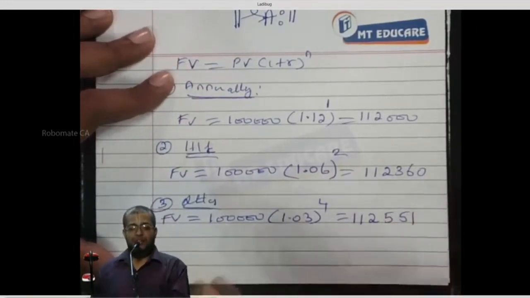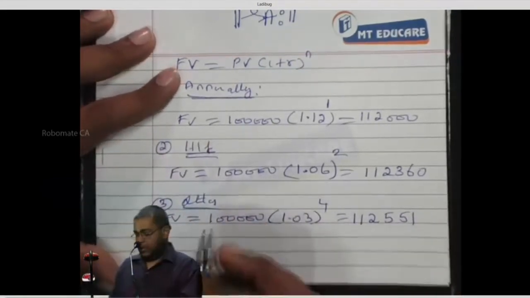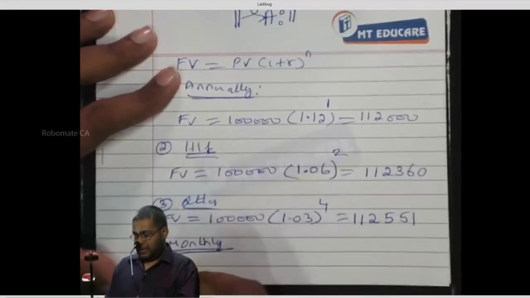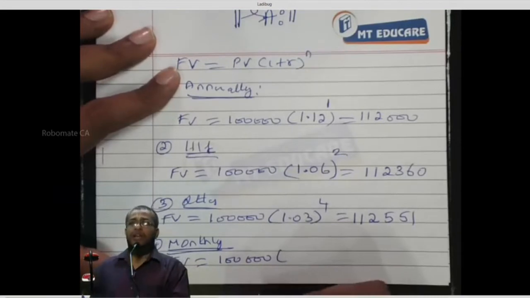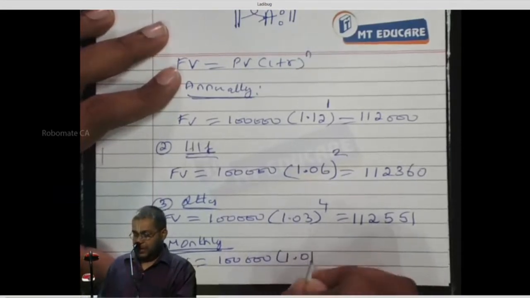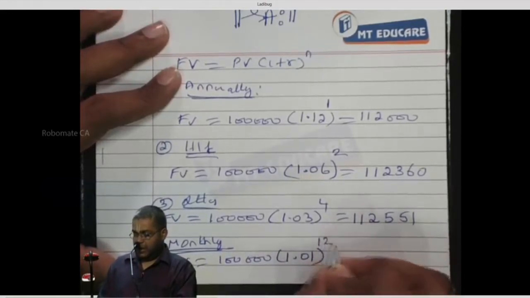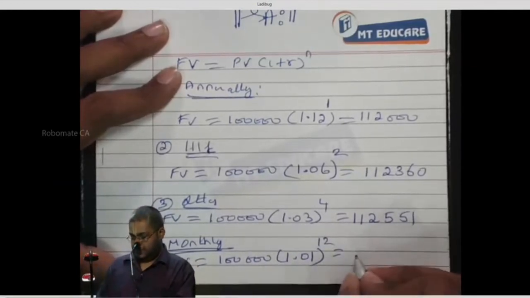See, the maturity value increases further when I compound more frequently. Yes or no? One last calculation. The last question is monthly. Future value is equal to present value, which is 1 lakh. 12% is for 1 year. Every period is 1 month. How much percent per month? 1%, so 1.01 power what? 12. What is 1 lakh into 1.01 power 12? How much is it going to be?